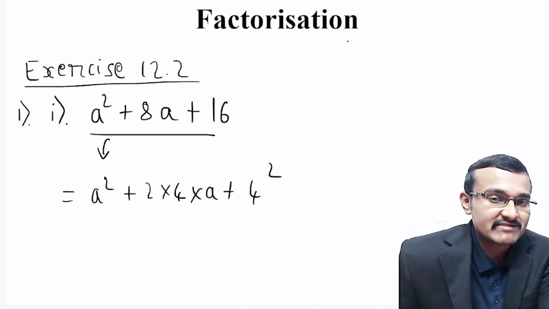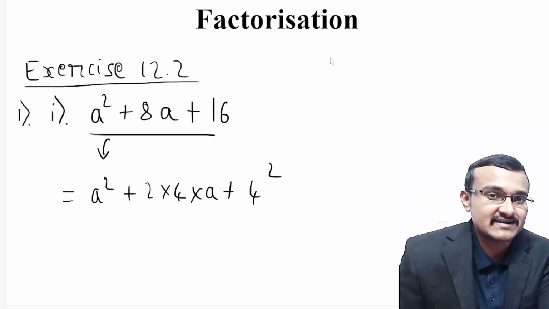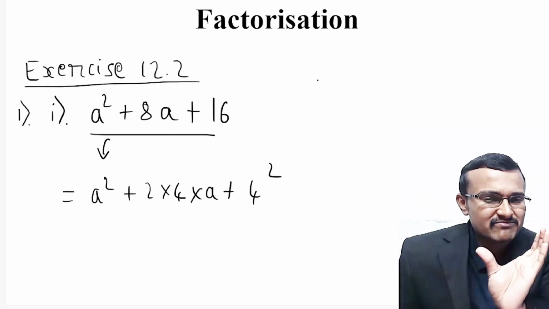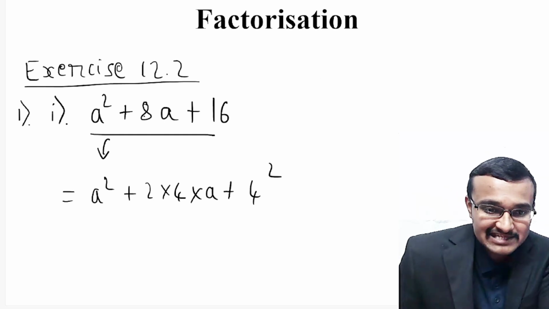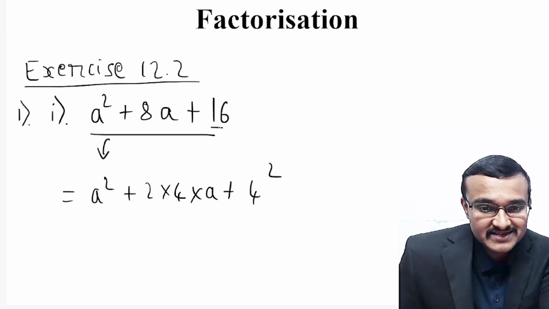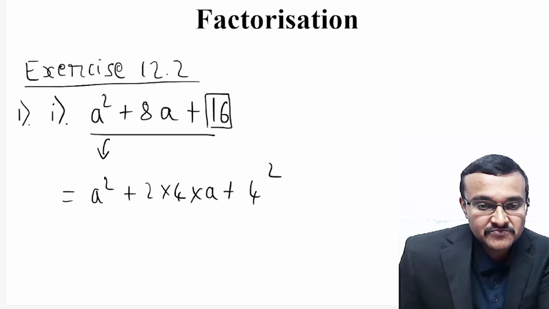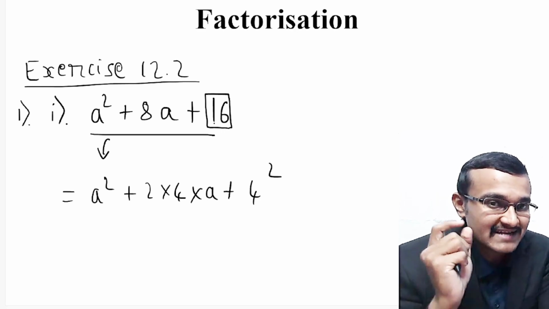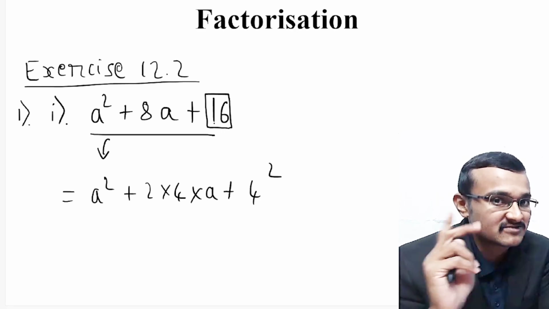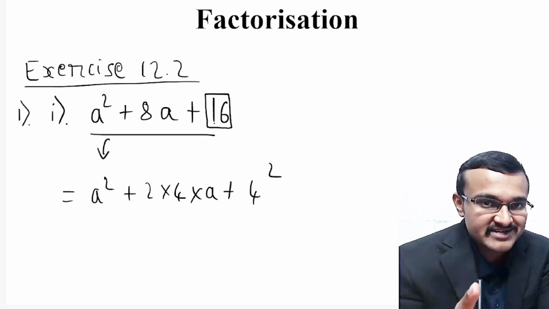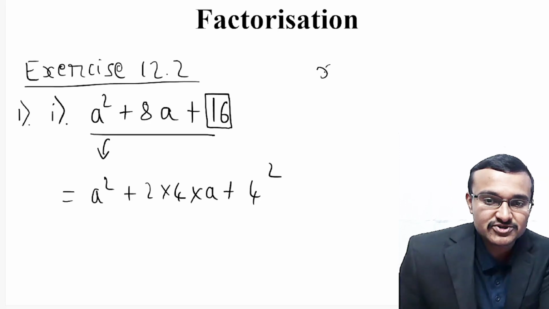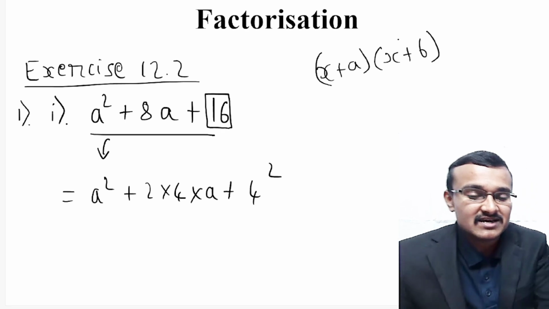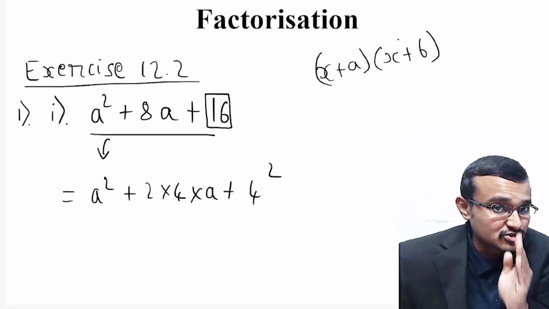So you might have a doubt: how can we know that we should use this particular identity only? Always remember that if you have an algebraic expression like this, you should see the last term. If it is a perfect square number, then you should use either a plus b whole square or a minus b whole square. If it is not a perfect square number, then you should use the x plus a into x plus b formula. So that means here the last term should be a perfect square.